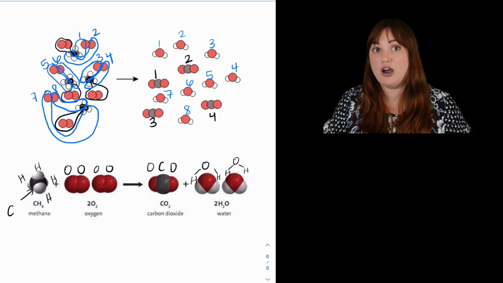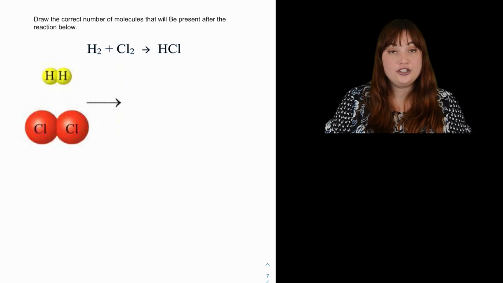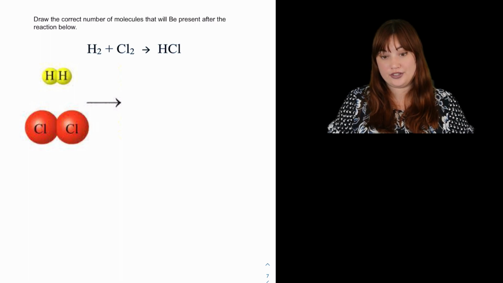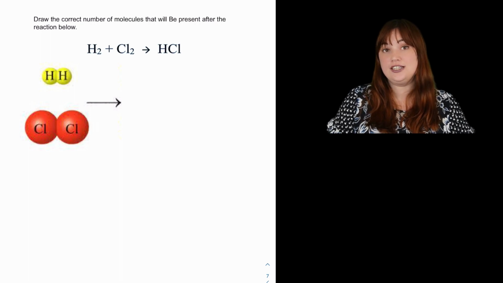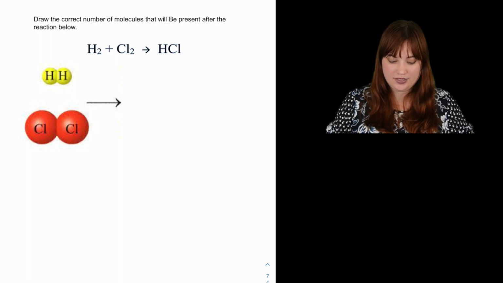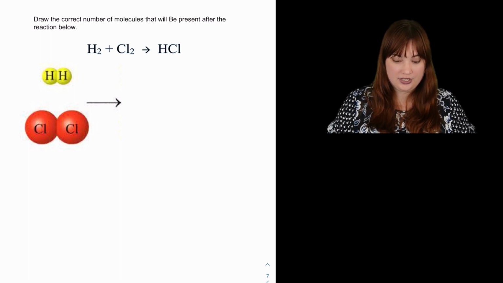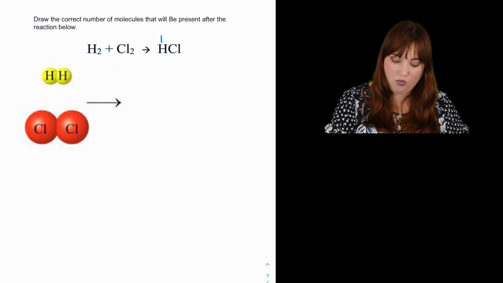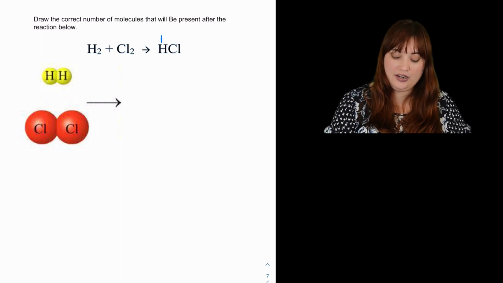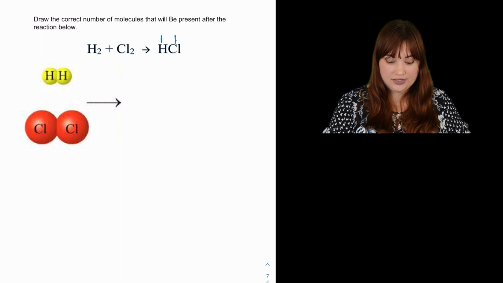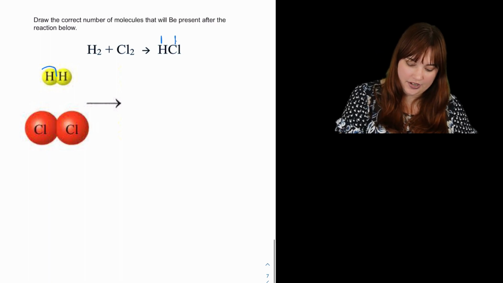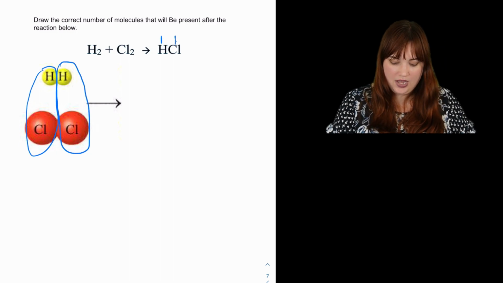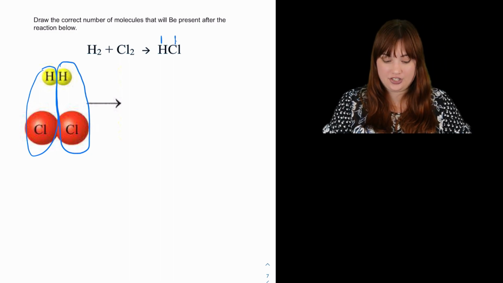Let's try drawing some from scratch. Here's the reaction between hydrogen molecules and chlorine molecules to form HCl, or hydrochloric acid. Let's see, how would this work? Well, the hydrochloric acid molecule is just one hydrogen and one chlorine. So that's pretty easy. I take one hydrogen and one chlorine. I can make 2 of these HCl molecules.